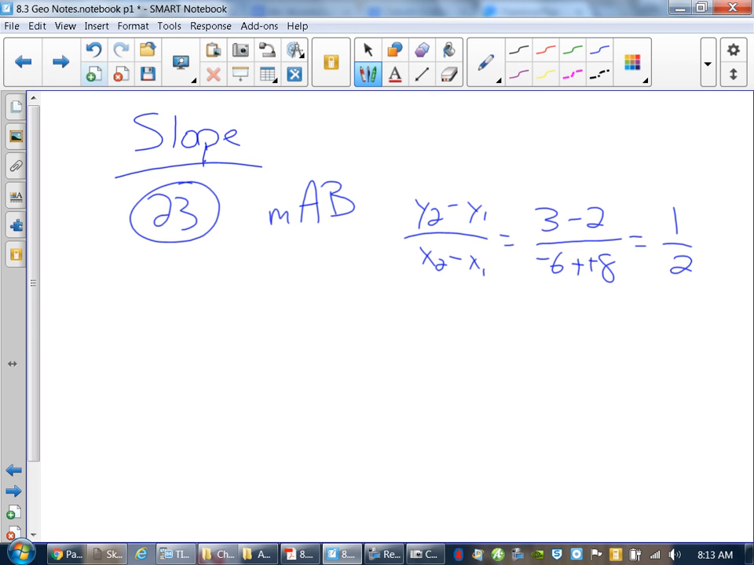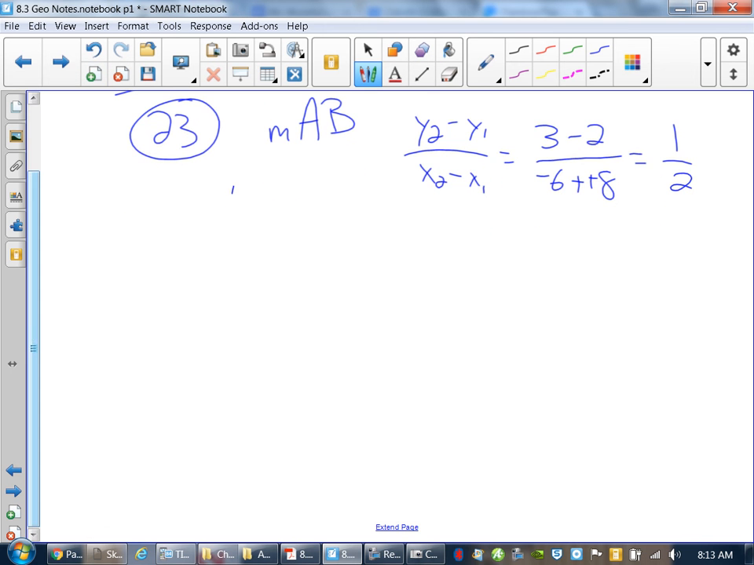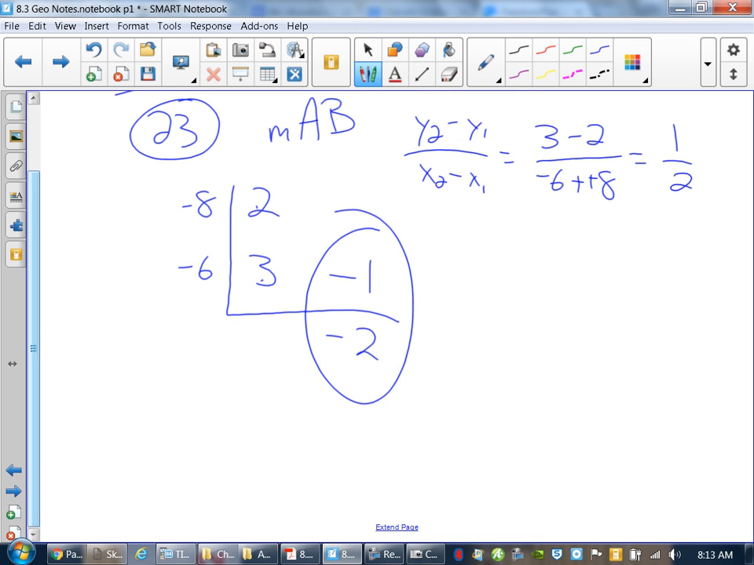Well, a way a kid showed me was this. If you take your ordered pairs like that, and then you just subtract down. What's 2 minus 3? It's -1. -8 minus -6 is -2. What's -1 over -2? 1/2. It works. It's just another way of writing it out.